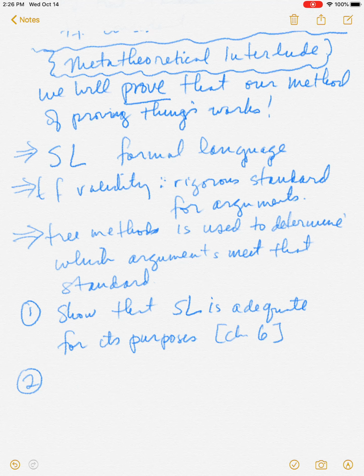The second thing that we're going to be doing, after we talk about the adequacy of the language SL, is show that the tree method is adequate for its purposes, that the tree method is adequate for testing the validity of arguments.